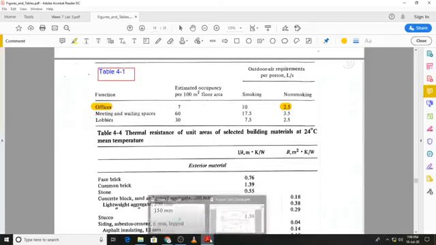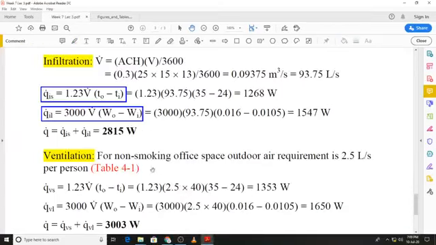So we can return to the solution, and you can see that the value 2.5 is multiplied by 40, and the values for T0 minus Ti and W0 minus Wi are the same as we used earlier for the case of infiltration. You will find the sensible and latent loads due to ventilation, and the total load due to ventilation will be the sum of these, that is 3003 watts.